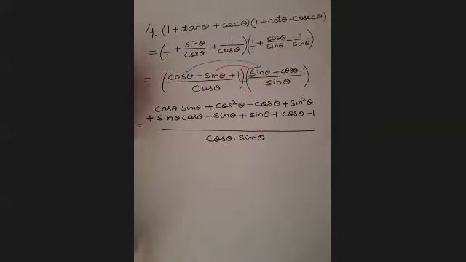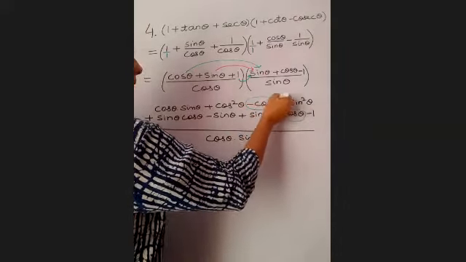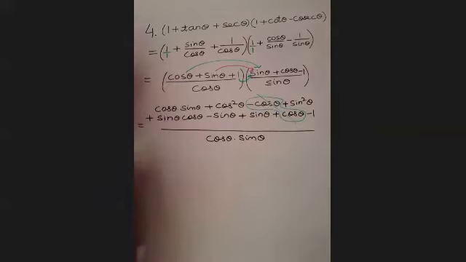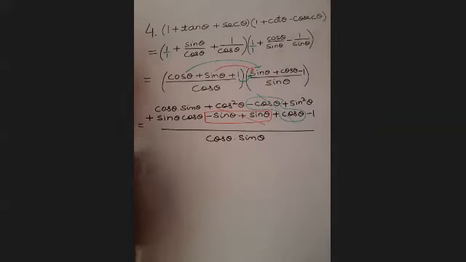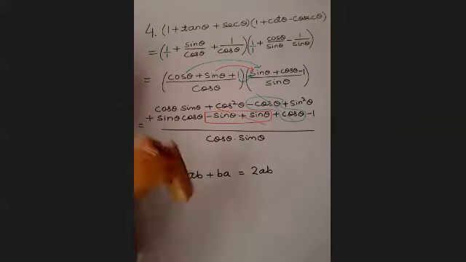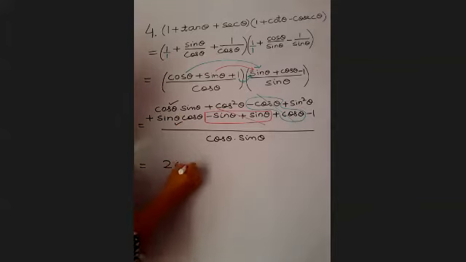Now let us see if anything can be cancelled in the numerator. Minus cos theta and plus cos theta cancel. Minus sine theta and plus sine theta cancel. What is AB plus BA, children? 2AB. Yes, ma'am. So that is what we are going to do here. Cos theta sine theta plus sine theta cos theta will make it 2 cos theta sine theta.